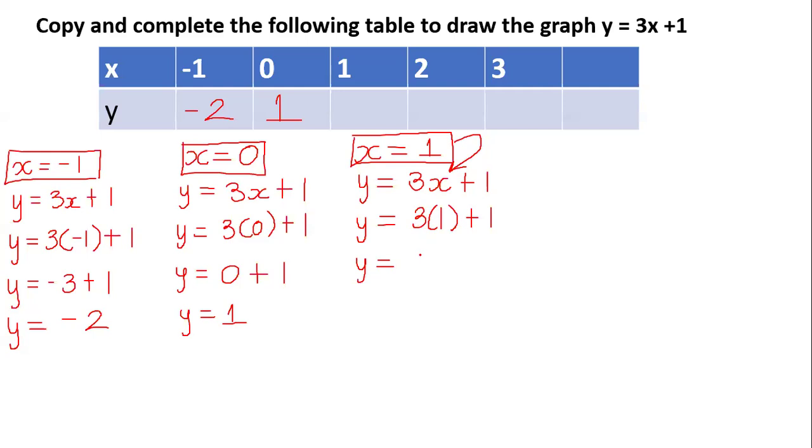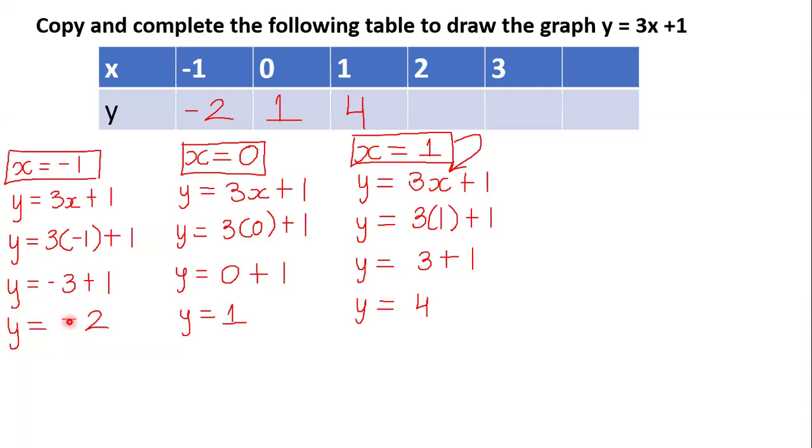That's going to be 3. Very good. Plus 1. What is 3 plus 1? It's going to be 4. Very good. This one is 4. 3 plus 1 is 4. Class, do you all understand how I got y is equal to 4?